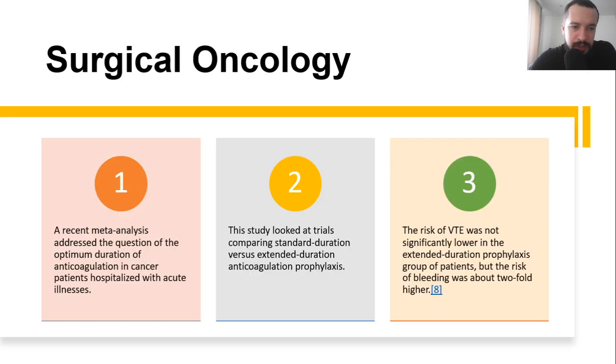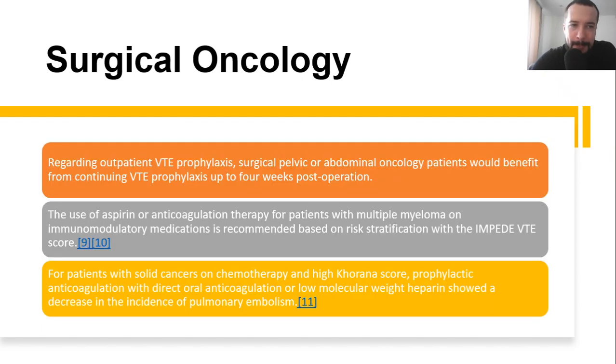A recent meta-analysis addressed the question of the optimum duration of anticoagulation in cancer patients hospitalized with acute illnesses. This study looked at trials comparing standard duration versus extended duration anticoagulation prophylaxis. The risk of VTE was not significantly lower in the extended duration prophylaxis group of patients, but the risk of bleeding was about two-fold higher.